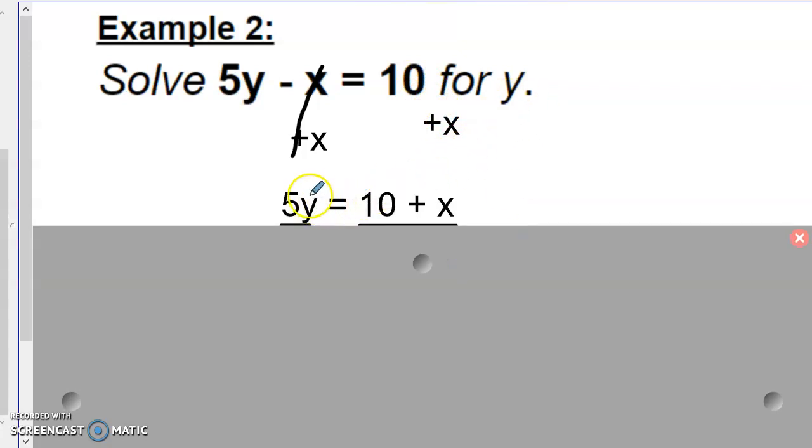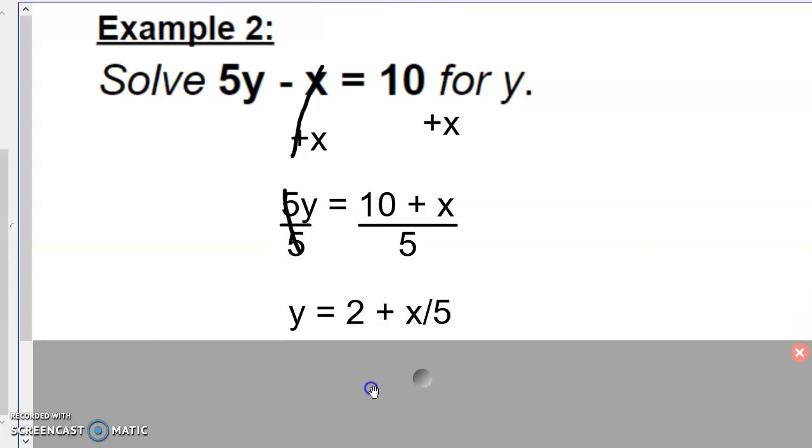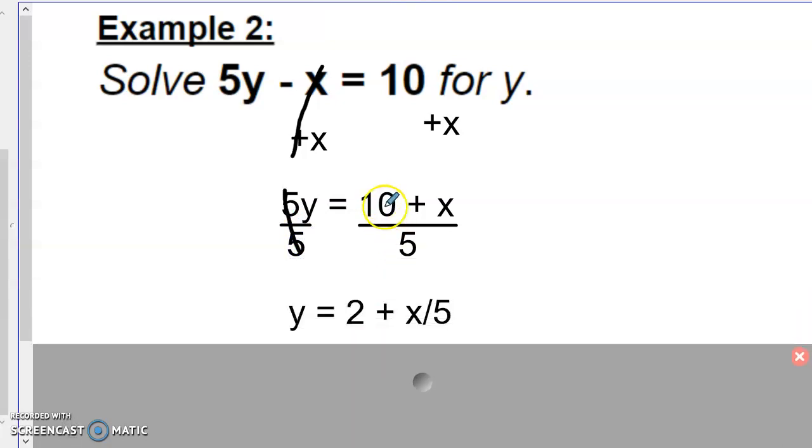Well, I almost have y by itself, but so far it's still being multiplied by 5. So to undo multiplying by 5, of course, I divide by 5 on both sides. That's going to cause the 5's to cancel, which is what I want, and I'm left with y, which is what I'm solving for. Now that means y equals, well, 10 divided by 5 is 2. X divided by 5 is just x over 5.